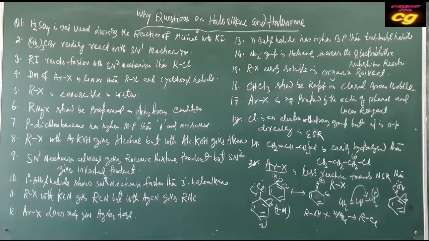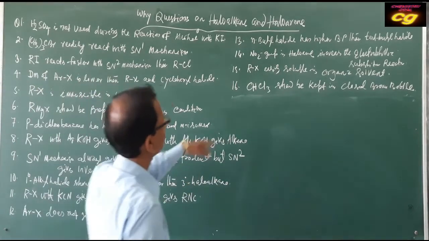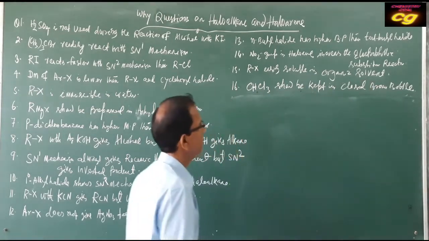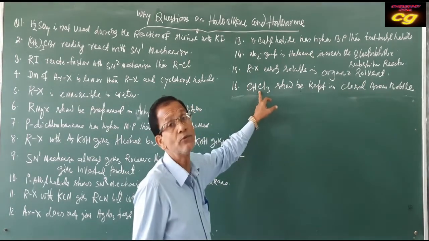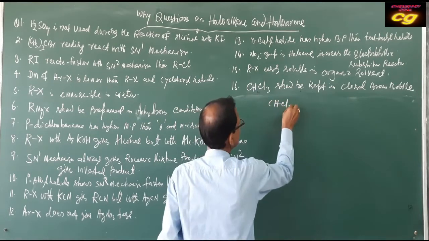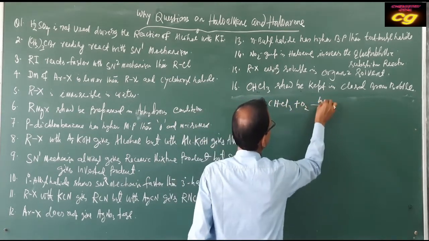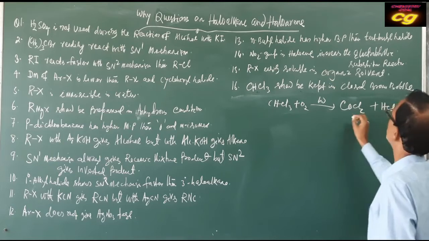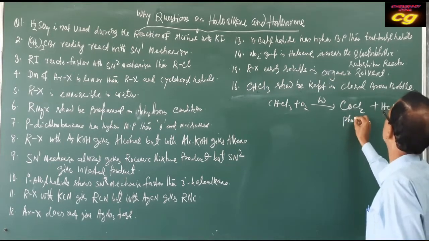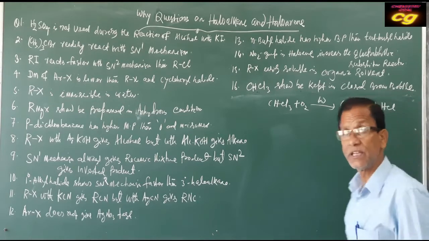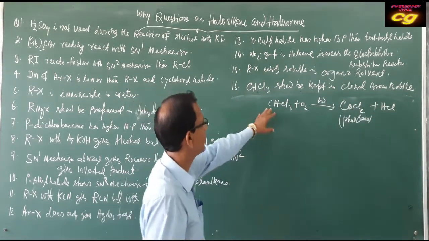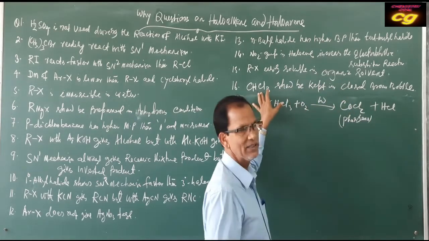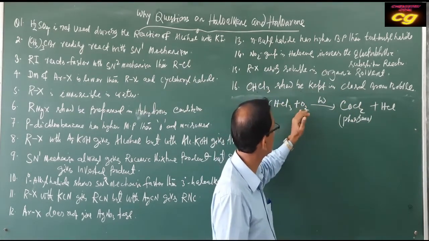Okay, then the next question, number 16. Chloroform should be kept in a closed brown bottle because chloroform is very sensitive to light. When it reacts with oxygen in the presence of light, it forms COCl2 and HCl. Here COCl2 is called phosgene. It is a very poisonous gas that is formed. That's why the chloroform bottle should be kept in a brown closed bottle. Because it is volatile, it should be kept in a closed bottle and should not come in contact with oxygen.